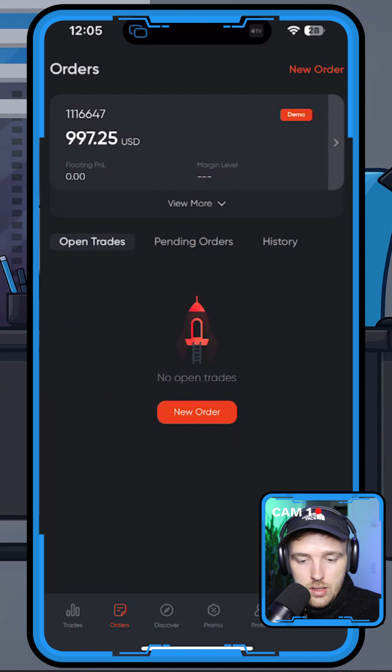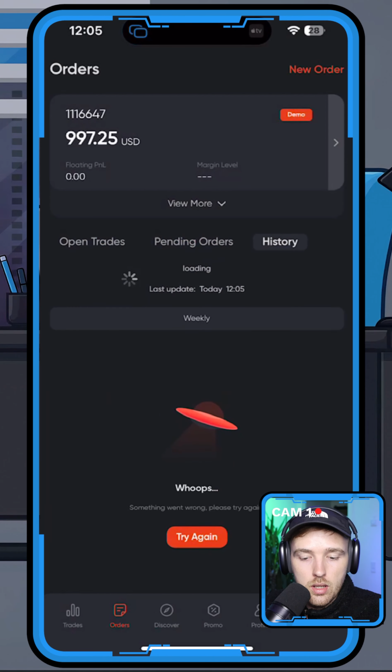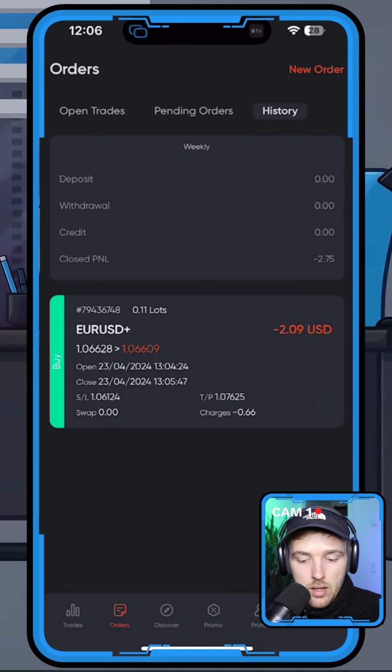And as you can see now, the trade has been closed. Our balance has been updated, and you can now go to history, and you should be able to see your trade. It's right there. And that's pretty much it. That's pretty much how you open a trade and close a trade.